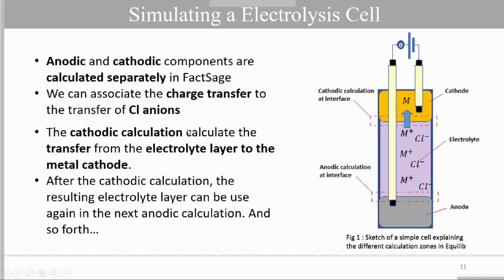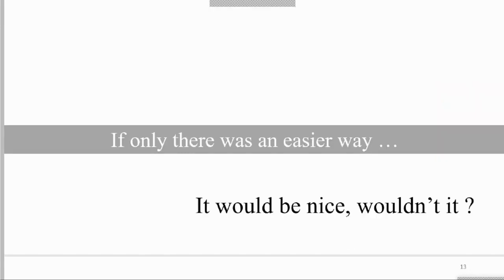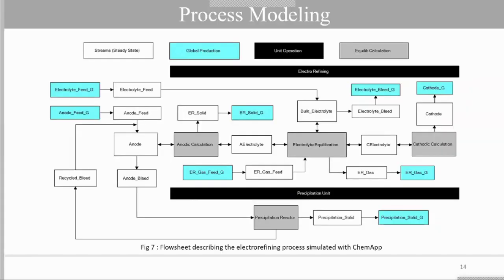For the cathodic calculation, we're going to take the electrolyte and calculate the transfer from the electrolyte layer to the metal cathode by reduction. After the cathodic calculation, the resulting electrolyte, which is now poor in the metallic elements that we want to reduce, is going to be taken to the anodic calculation interface. And then we're going to do this back and forth, back and forth, back and forth. You can imagine that it gets pretty tedious to have to go back and forth in equilibrium calculations like this. So if only there was an easier way to do this, it would be very nice, wouldn't it? And this is what I came up with.